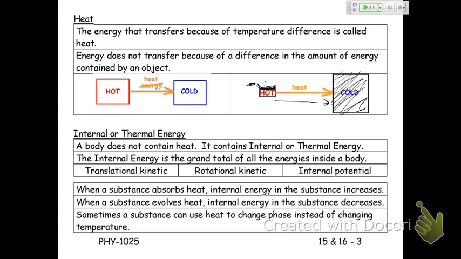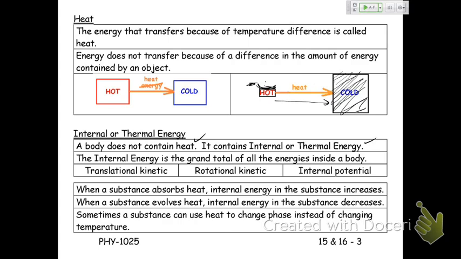And then internal energy, sometimes called thermal energy. A body does not contain heat, it contains internal or thermal energy. It's all measured in joules. Heat is measured in joules. Internal energy is measured in joules. It's just that when we're transferring it, we call it heat.